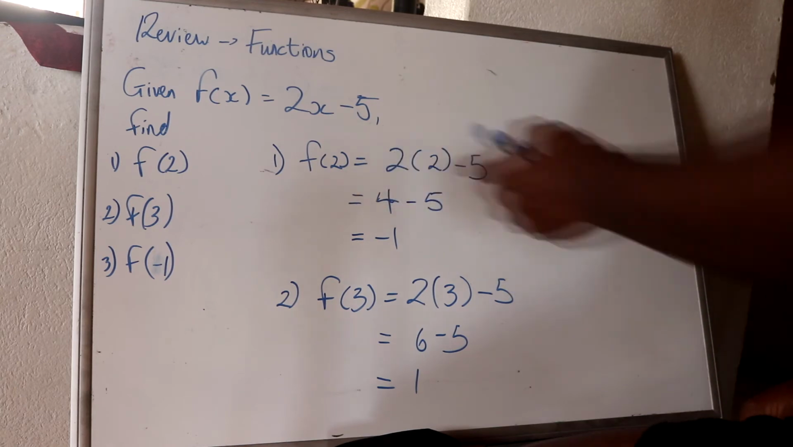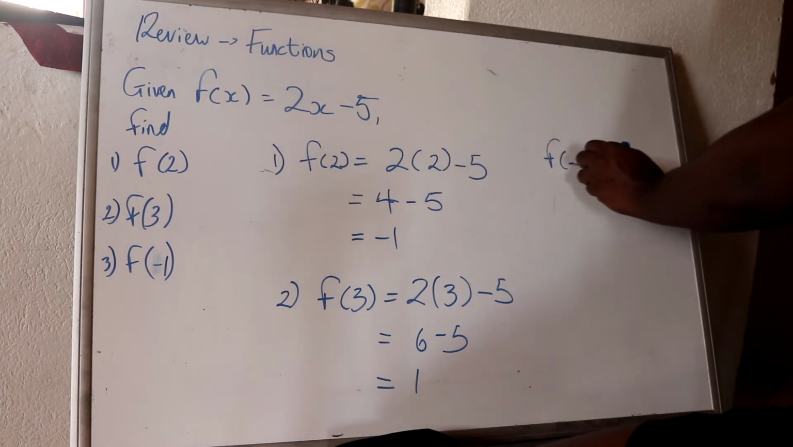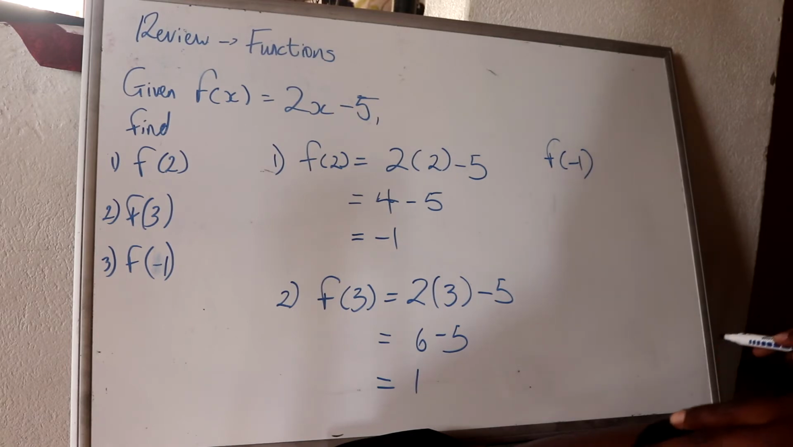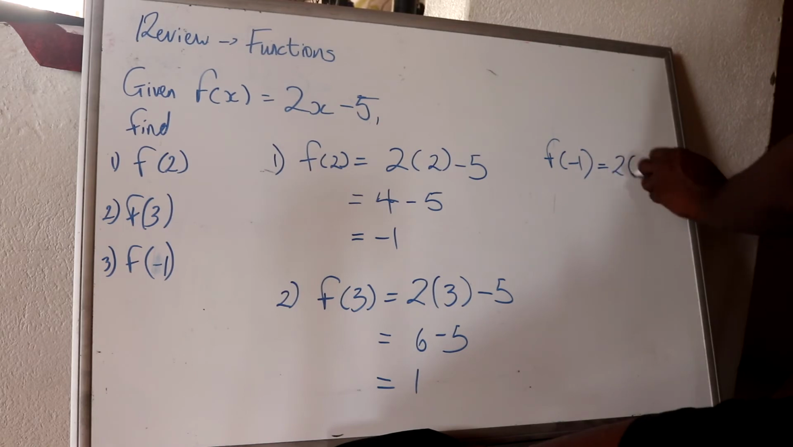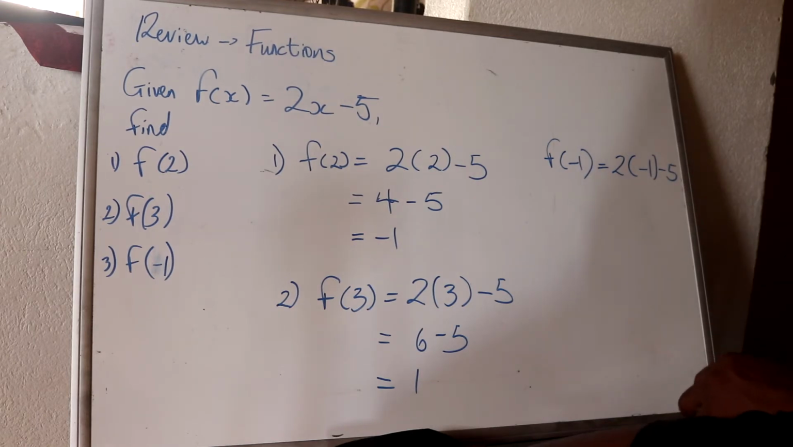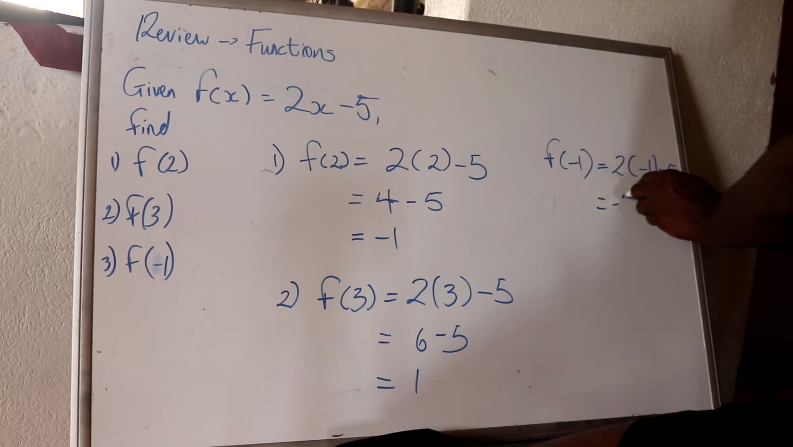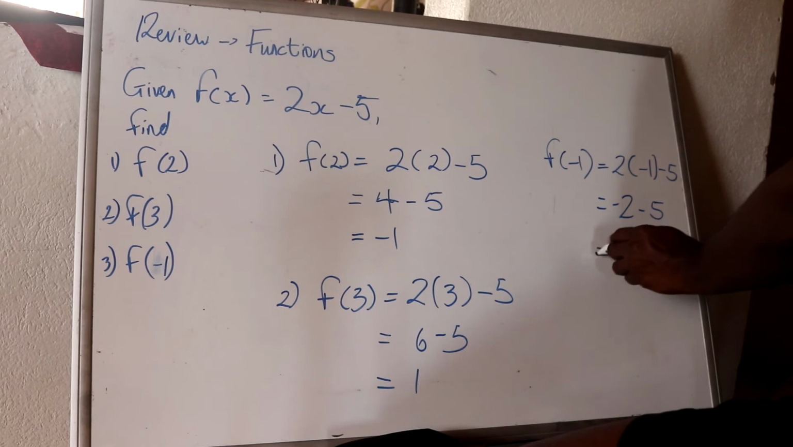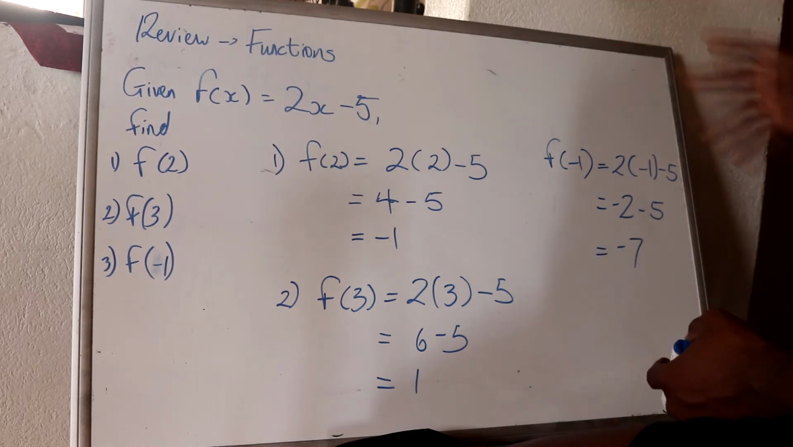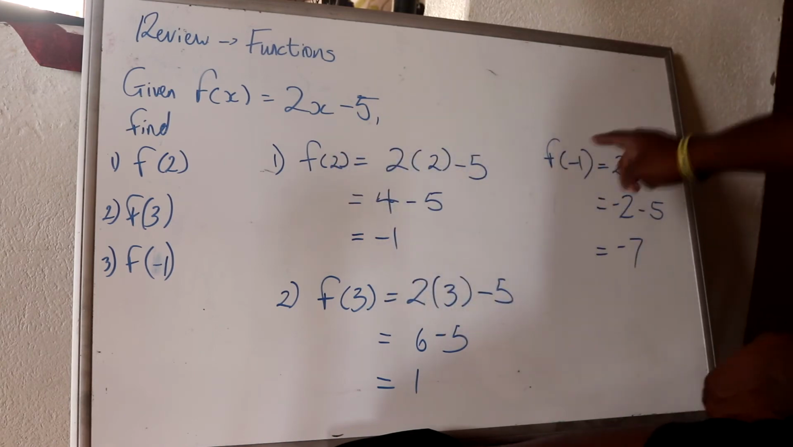Last but not least, let's look at when it is negative 1. So we have f of negative 1. Again, we replace the x with whatever we have inside the bracket. This time it's a negative 1, so it's going to be 2 times negative 1 minus 5. 2 by negative 1 will give me negative 2, and minus 5. Negative 2 minus 5 will give me negative 7. So as you can see, based on our input, here it was 2, here it was 3, here it was negative 1, we can get a different output.